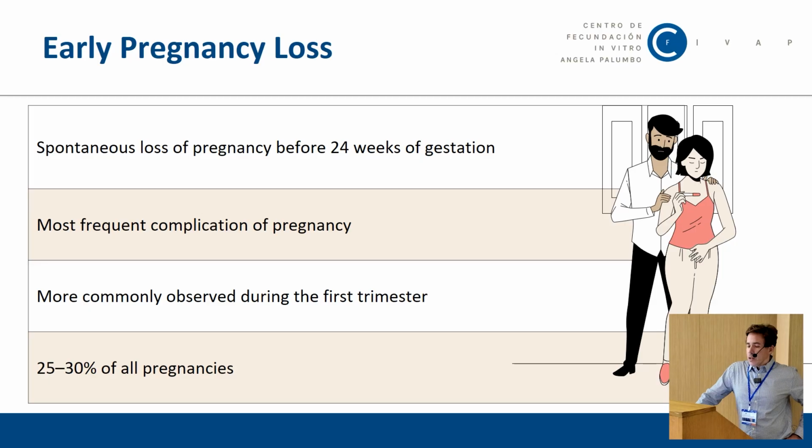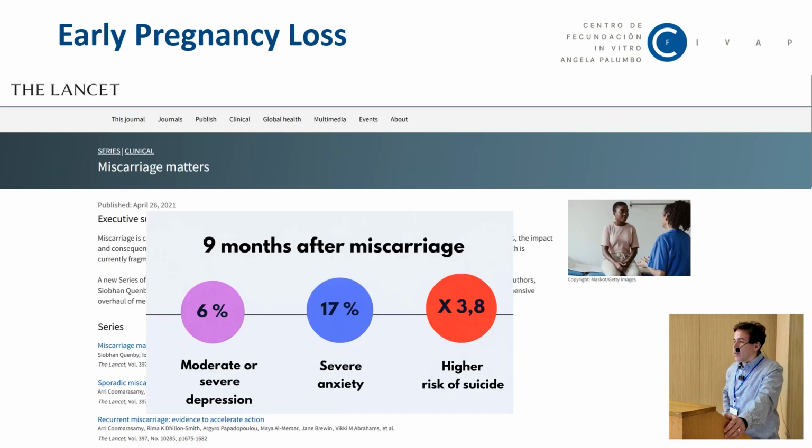First, early pregnancy loss is a spontaneous loss of pregnancy before 24 weeks of gestation. It is the most frequent complication of pregnancies, more commonly observed during the first trimester, and is present in 25 to 30% of all pregnancies. Miscarriage has a significant psychological impact on women and their partners. Nine months after miscarriage, women have a high risk of depression, anxiety, and risk of suicide. So I think miscarriage matters. It's something that we have to take into account.